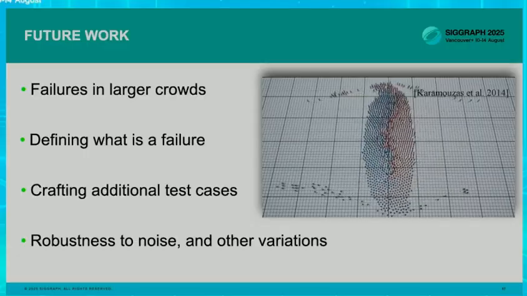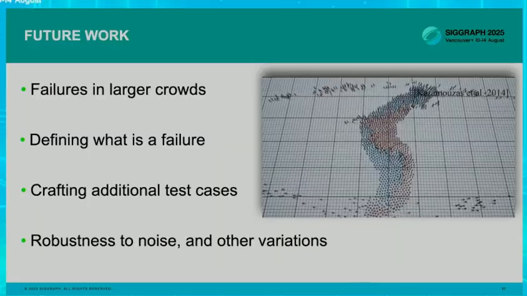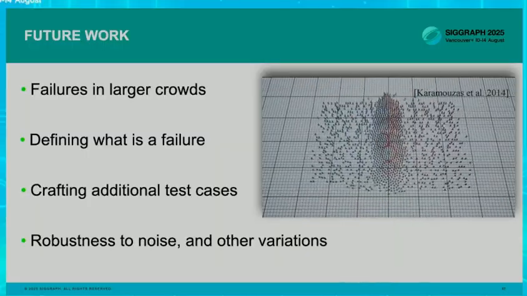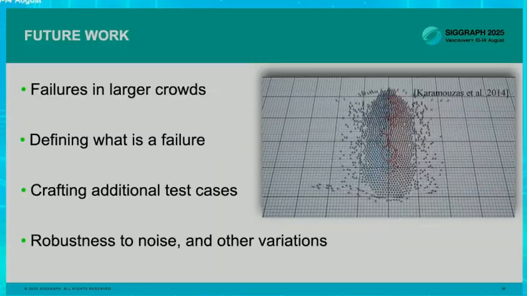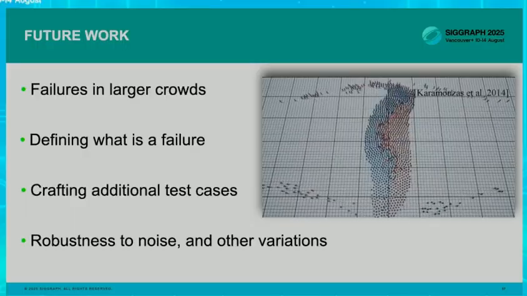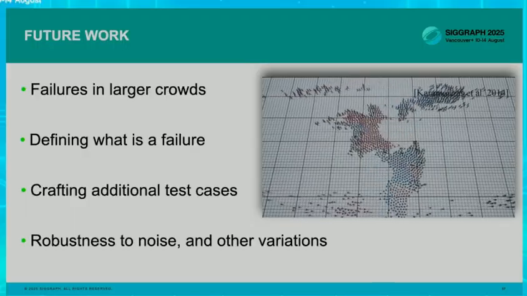For future work, we're going to look at how to extend this to larger crowds, not just these simple test cases, finding what basically constitutes a failure when you're doing crowd simulation, and how you define that failure. We're also going to craft additional test cases that are not just those simple geometries that you saw. And we're also going to check robustness to noise and other variations in future work.